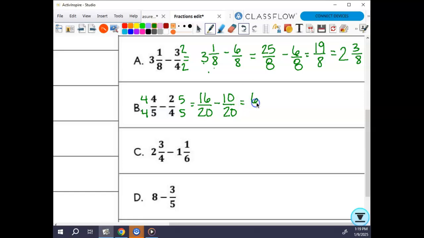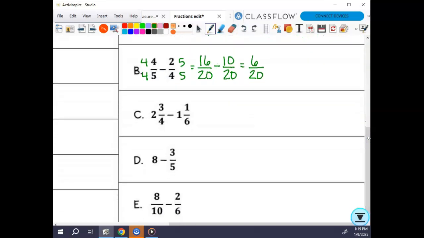And that gives me 6 over 20. Am I done? No. They're both even, so I can make that 3 over 10. Am I done now? I'm done now. There's nothing else I can do.